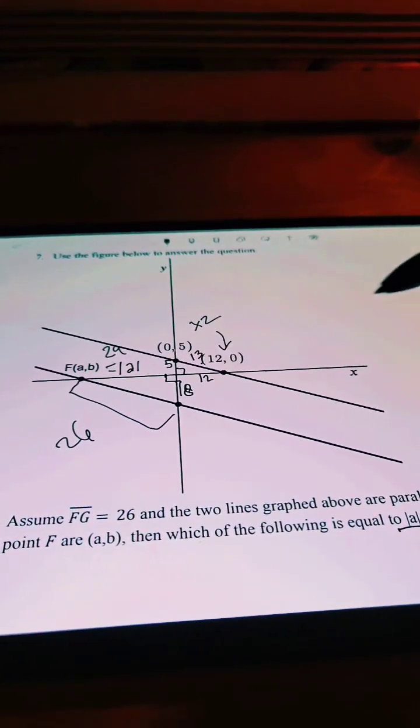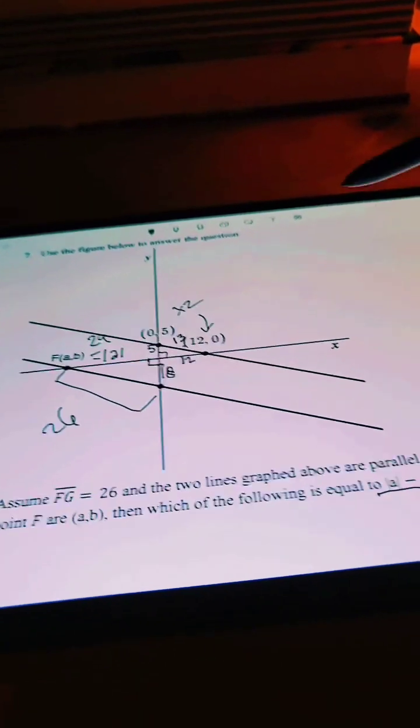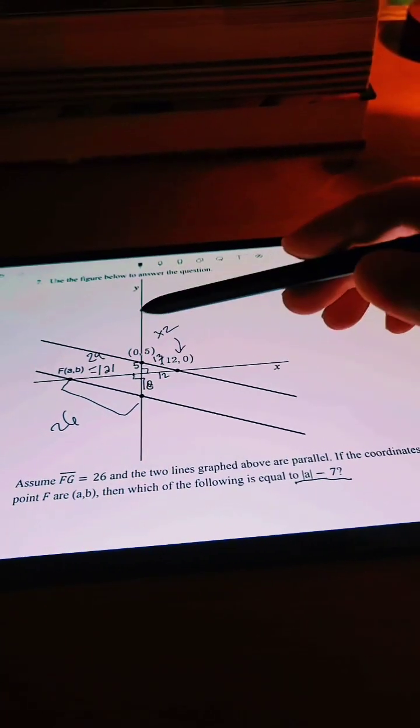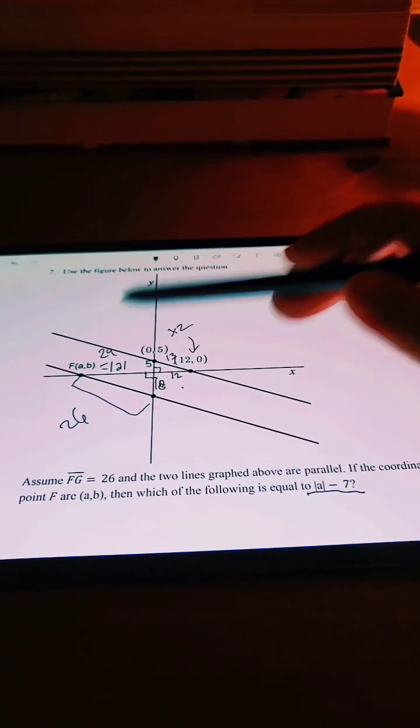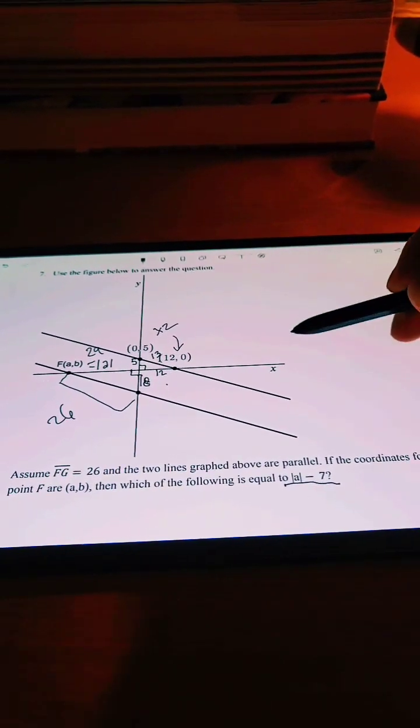So now you have the side lengths of this triangle, right? And remember, we're trying to find what the absolute value of A minus 7 is. So technically you didn't even need that side. I was just showing you that. We already know the absolute value of A is equal to 24.